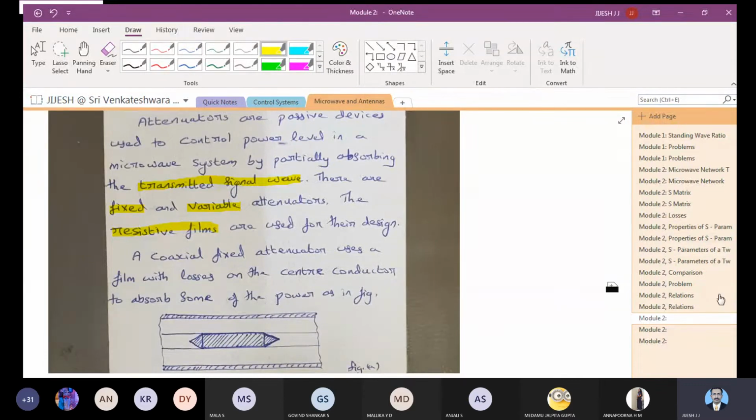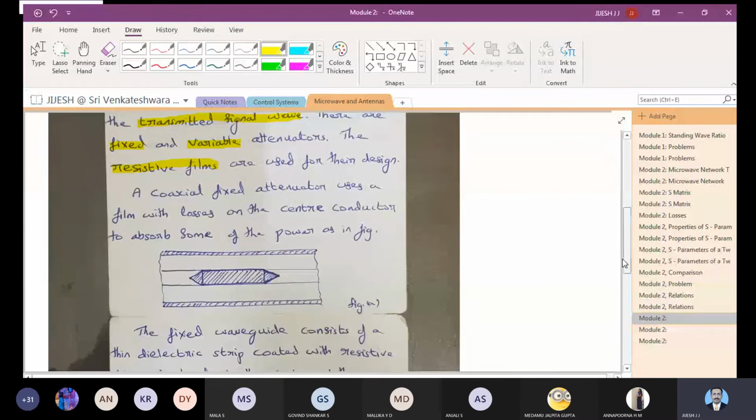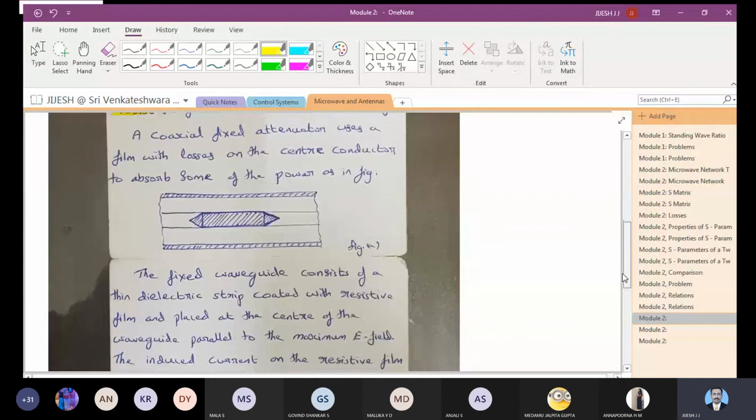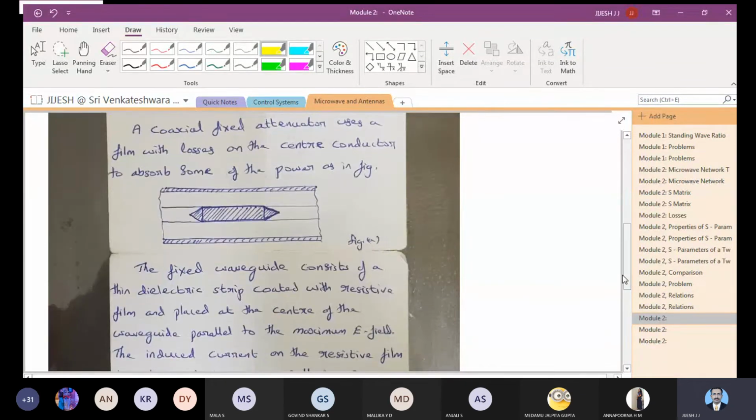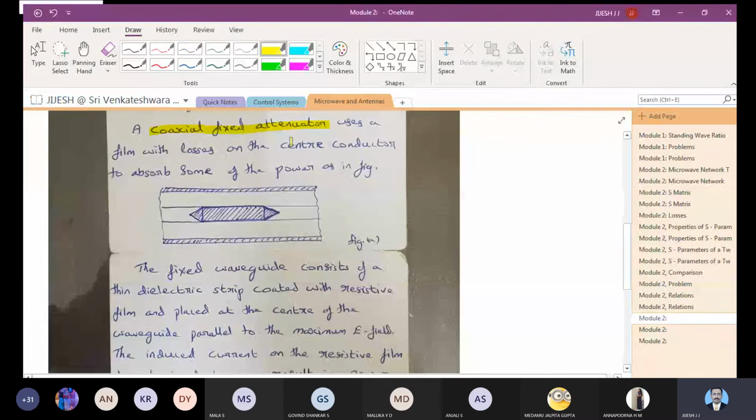We have been discussing coaxial and fixed attenuators. Now we'll discuss coaxial attenuators. We know that there are two types of attenuators, one called fixed attenuator, another called variable attenuator. Now we are going to discuss the coaxial fixed attenuator. A coaxial fixed attenuator uses a film with losses on the center conductor and absorbs some of the power.